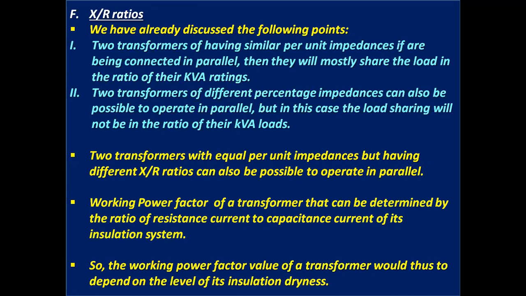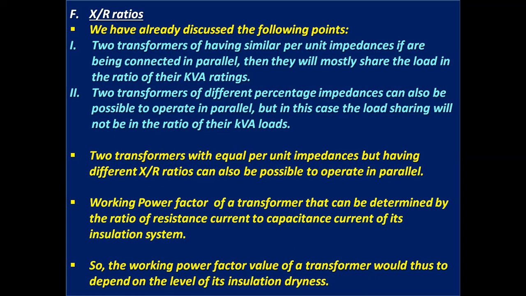F. X by R ratios. Inductive reactance divided by resistance. We have already discussed the following points. 1. Two transformers having similar per unit impedances, if connected in parallel, will mostly share the load in the ratio of their kVA ratings. 2. Two transformers of different percentage impedances can also operate in parallel. But in this case, the load sharing will not be in the ratio of their kVA ratings. These 2 points are very important.